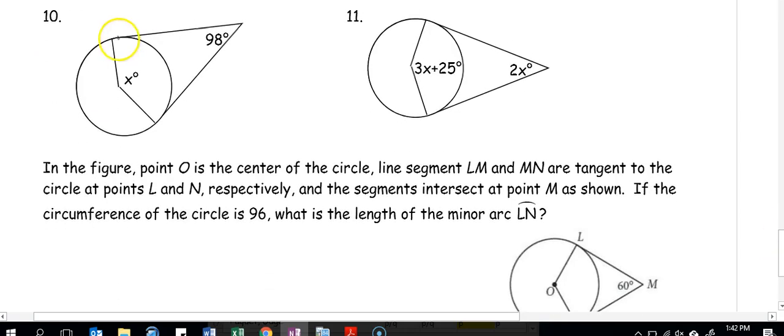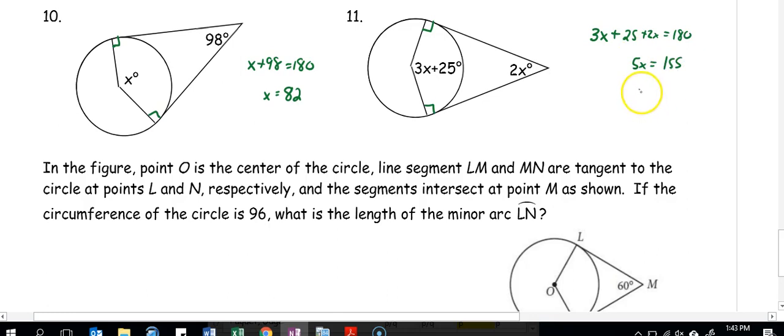So in number 10, these create right angles. So we have x plus 98 equals 180. We can subtract 98 from both sides, so x equals 82. In 11, same thing. We have the right angles, so the other two angles equal 180. So we have 3x plus 25 plus 2x equals 180. We can subtract 25 from both sides. So we get 5x equals 155, and when we divide by 5, x equals 31.